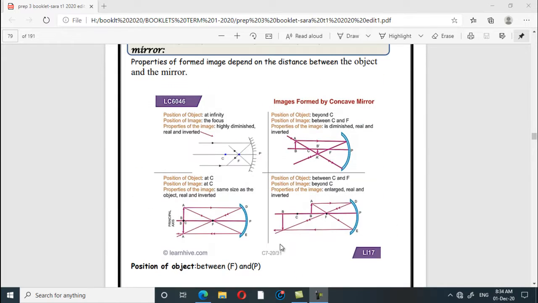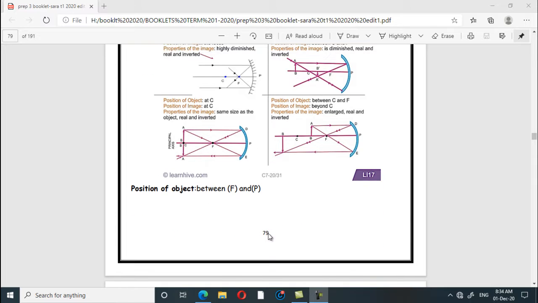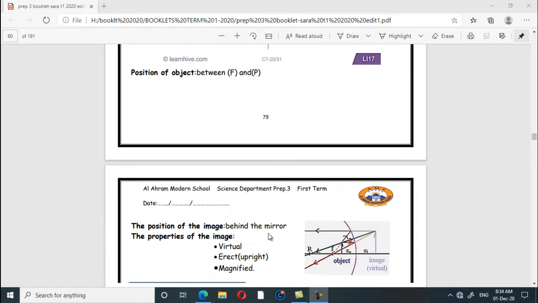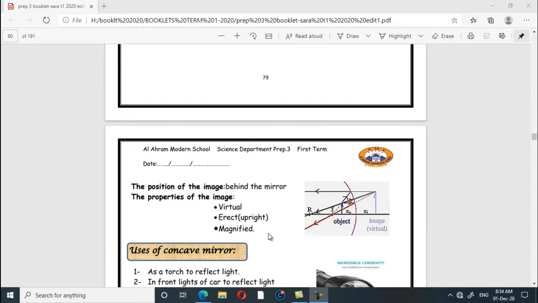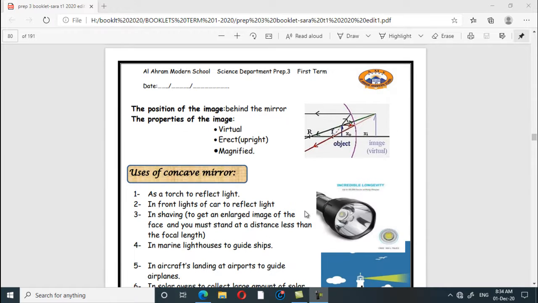And if the object is found at the focus, it's not drawn here. If the object is found at the focus, no image will be formed because there is no intersection of the reflected light rays or their extension.